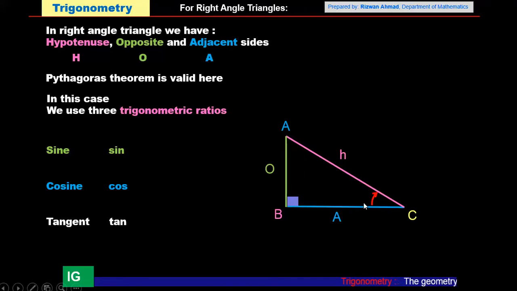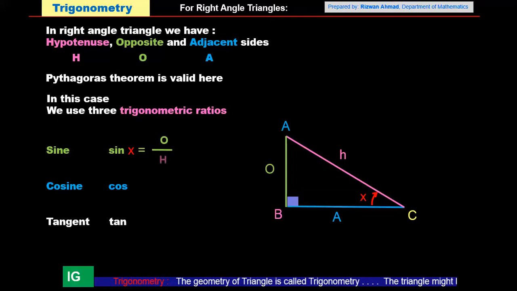So opposite to the angle is O, opposite to the 90-degree angle is the hypotenuse, and this is the longest side of the triangle always. And the third side, which is adjacent to the angle under consideration, is A. If this angle under consideration is X, the red angle here, X, then sine of X will be equal to opposite over hypotenuse.